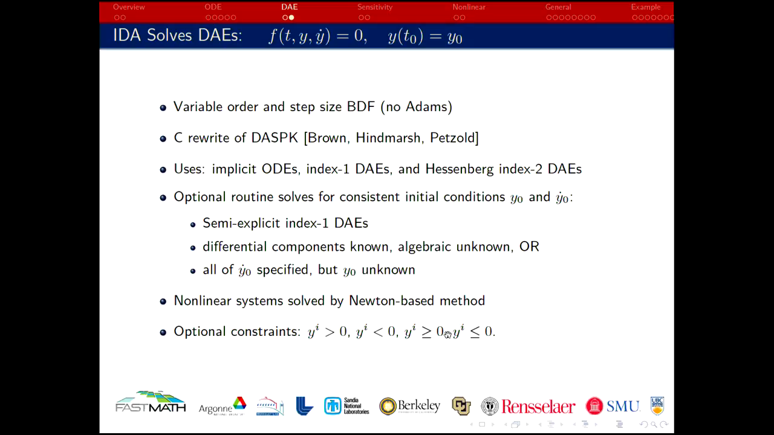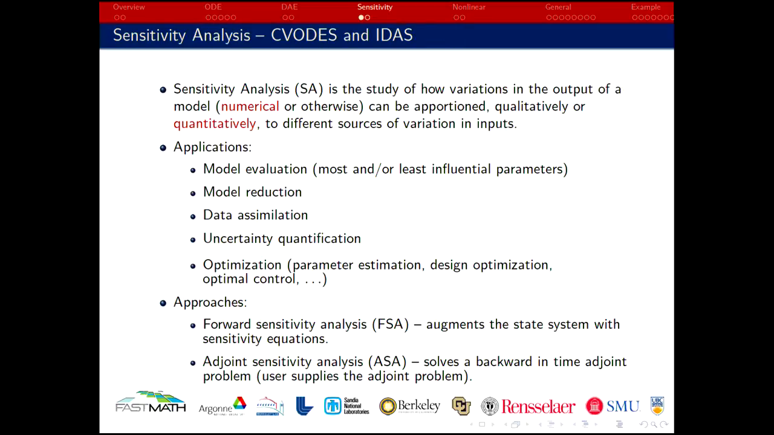You can tell IDA you want those, and it will do its best to make sure that you don't deviate from those values on your solution, those bounds. So CVODE and IDA have these sensitivity-enabled versions of the solvers. Notice there's an S at the end of both of these, CVODES and IDAS. These stand for the sensitivity-enabled components. There's not an ARKode S, at least not yet.